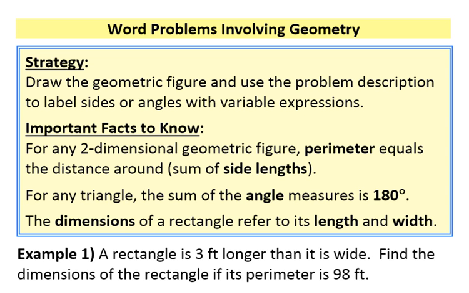Today's notes, we're going to be working with word problems that involve geometric shapes, rectangles, triangles. When we're working with these problems, we'll want to first draw a diagram so that we can envision what we're working with. Some facts you want to know: perimeter, remember, equals the sum of all the sides, so add up all of the side lengths.